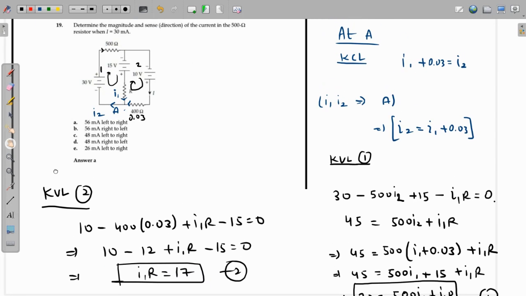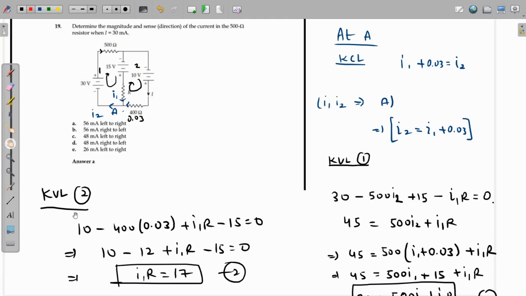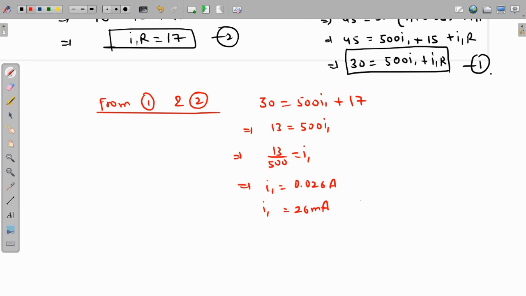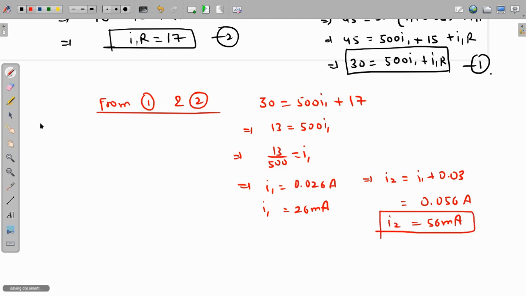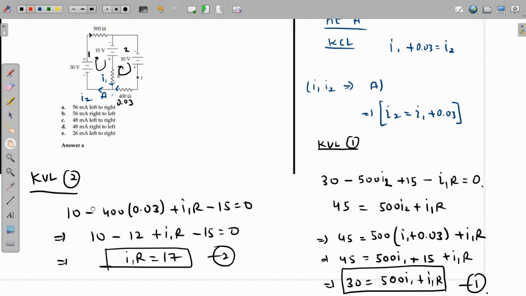They were interested in the current through 500 ohms, so they are interested in I2. The value of I2 is I1 plus 0.03, which is going to be 0.056 ampere, which is nothing but 56 milliampere. That is the current I2. If you look at the options, the correct option is 56 milliampere and the direction is from left to right, of course.